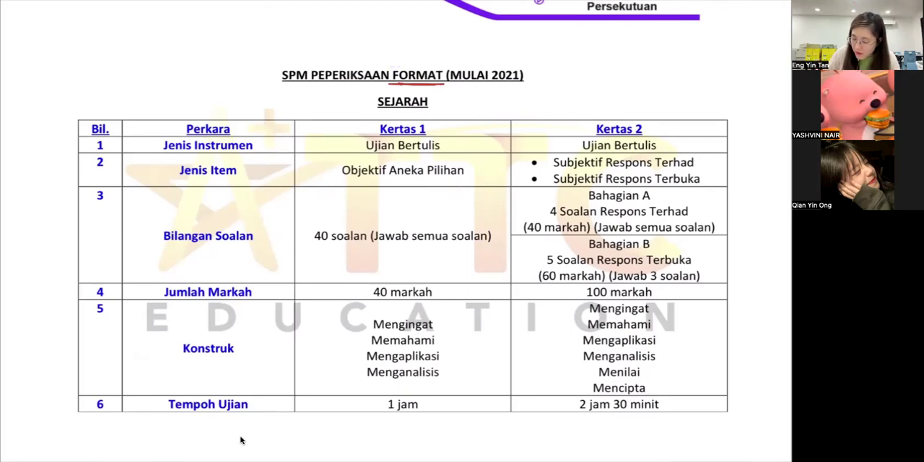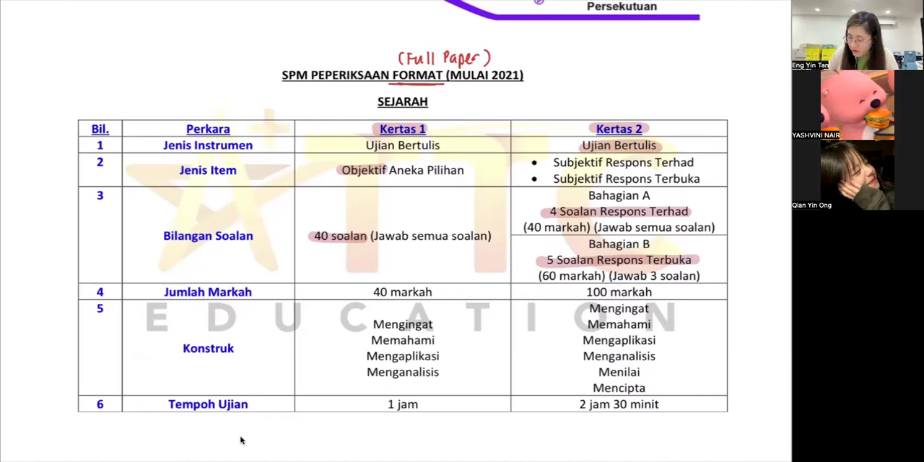So the SPM Sejarah full paper has two sections, paper 1 and paper 2. Paper 1 has 40 objective questions, and each question is worth 1 mark, so 40 marks. Paper 2 is the writing paper. In the writing paper, we have 4 structured questions and 5 essay questions for you.